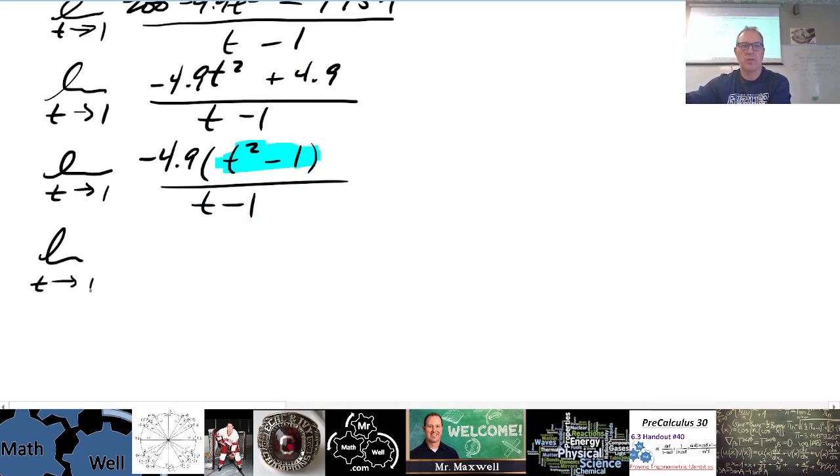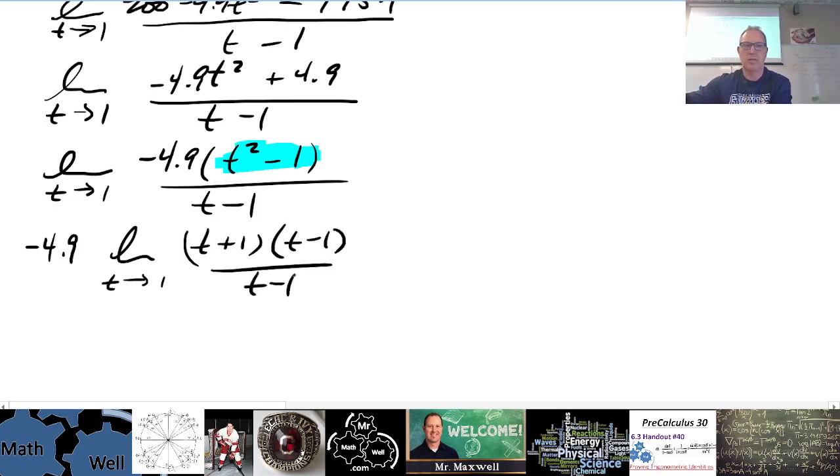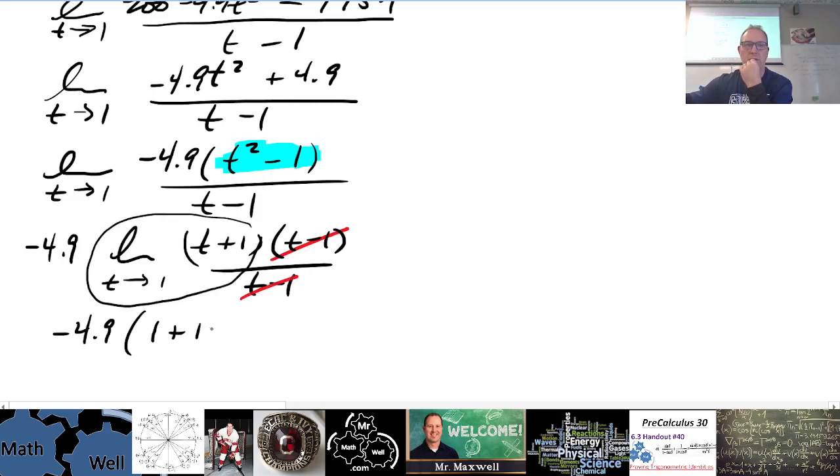So limit as t approaches 1. Now the negative 4.9, you can bring that right out because it's just a constant. You don't have to, you can leave it in there, but you can also just leave it out front. So this is now going to be t plus 1 times t minus 1 over t minus 1. Here's where you see that now that we've factored that difference of squares, these two cancel out. And then I've got negative 4.9 just sitting out there. And now I can evaluate this limit, what's left over. That's just going to be 1 plus 1.